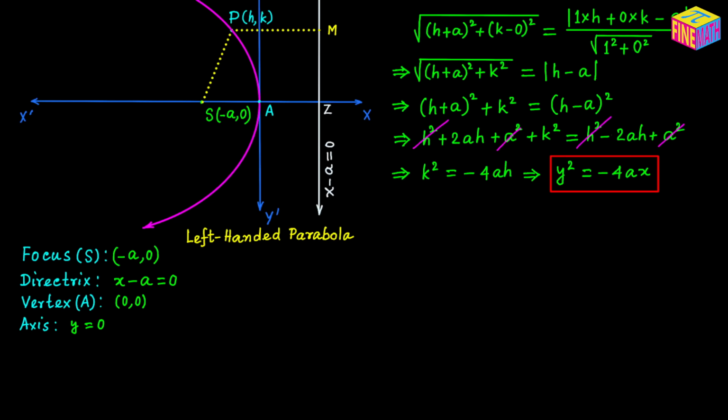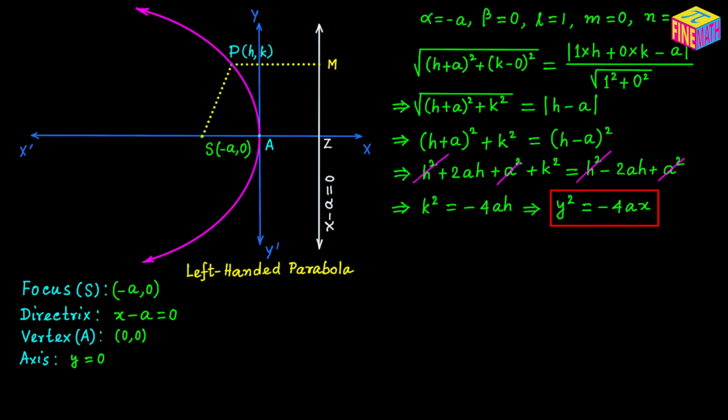In this case the axis is also the x-axis, so the equation of the axis should be y equals 0. And then let's calculate the length of the latus rectum. In this case also the latus rectum length would be 4 times a. It will be exactly the same as the length of the latus rectum for the right-handed standard parabola. You can use the same technique to calculate the length.